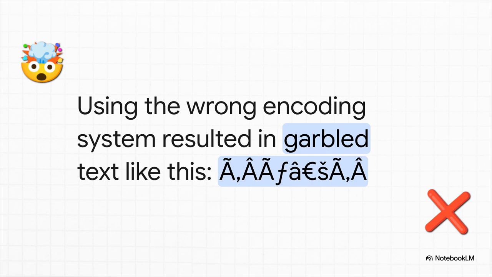So the result was a complete free-for-all. Different countries and different regions just started inventing their own encoding systems, hundreds of them, all clashing with each other. And if you tried to open a file using the wrong system, you'd get this kind of garbled, nonsensical mess. This was the digital chaos of the 1980s.